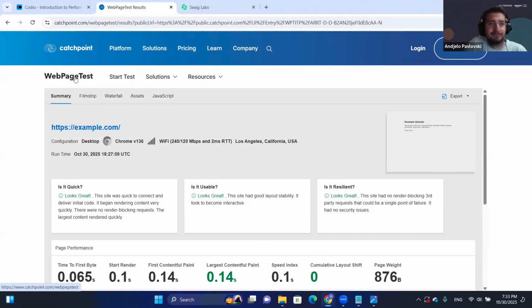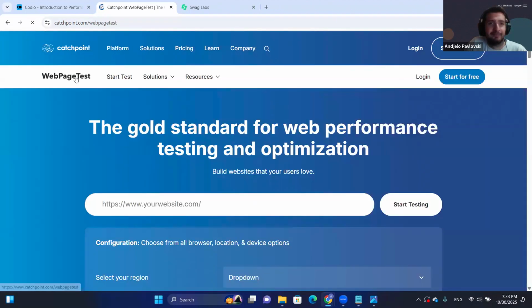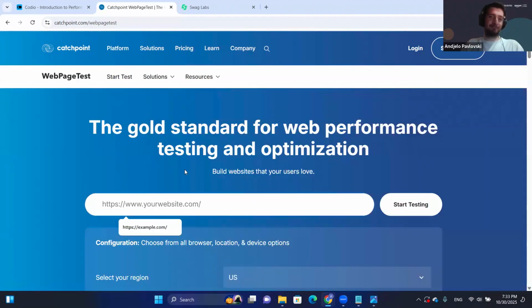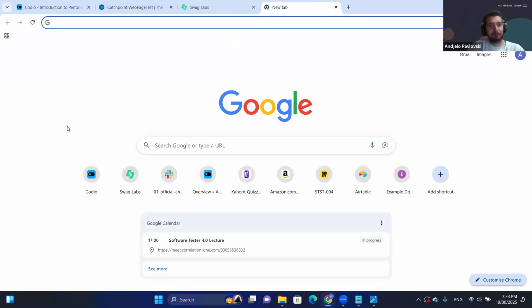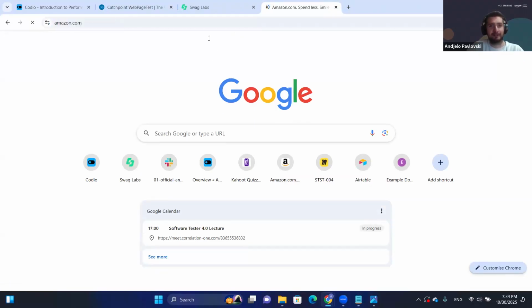Because example.com is fairly straightforward, this one just follows what we see. I, for one, would probably want to do one of the bigger pages. For example, we can do Amazon. If you want, we can try and see what happens with Amazon. So I can open it here.